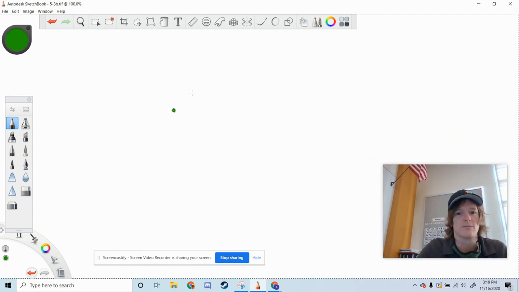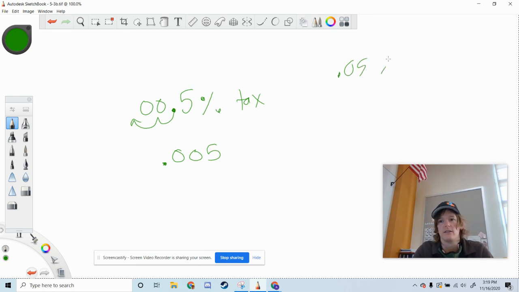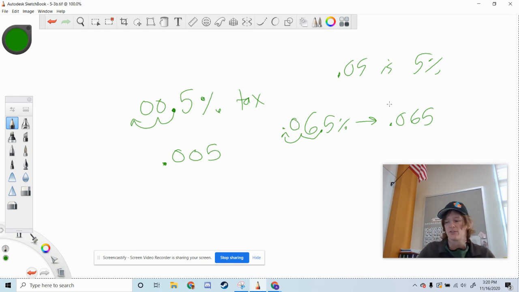So on one of them, it says 0.5% tax. So this is going to move the decimal 2 times. This will turn into 0.005 instead of 0.05, because 0.05 is 5%. So be careful. This is 0.5%. You move it 2 times. We have another one that's 6.5%, and that will be 0.065. Decimal moves over 2 times to here. Okay, so just be careful on those.